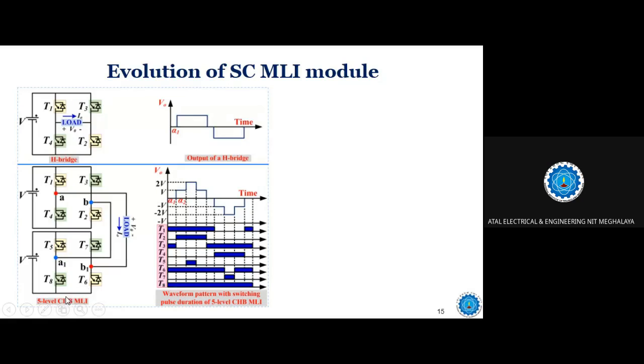So likewise we can go on cascading, no doubt. But what is happening here is that 4 switches are added every time. So that is how the number of switches is going to increase.